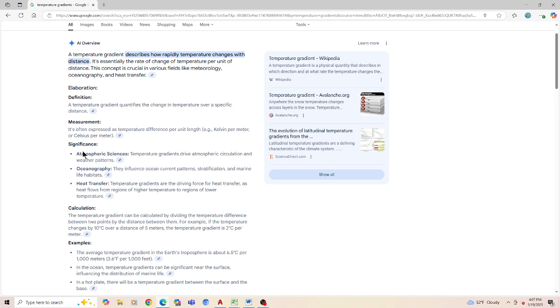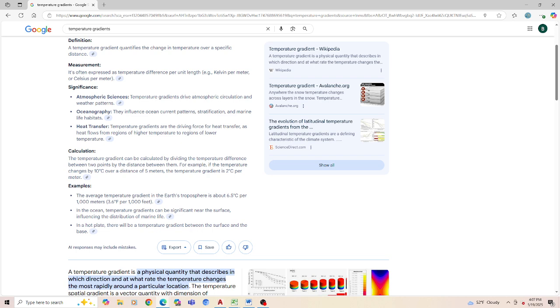Wonderful. In atmospheric sciences, temperature gradients drive atmospheric circulation and weather patterns. The significance of this would be that our weather patterns do change. That means our temperature gradients change. That means there's nothing standard along a specific path that would indicate a regular change over distance. Anything that would be predictable or you could write a formula on.